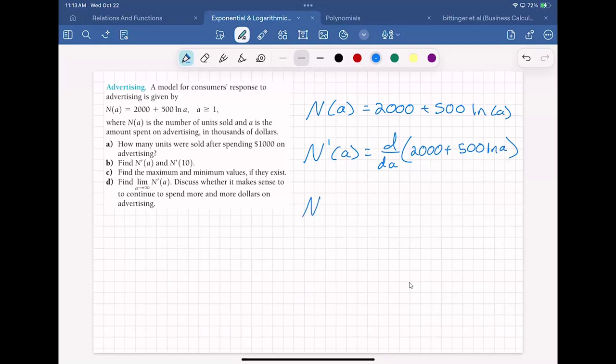Now, with that said, what's the derivative of a constant value like 2,000? All right. Well, I'll go with that. What do we do with the natural log? That 500 times the natural log of a. 500 over a, and if you need to, write it separately, of course, right? But know that at some point, we're just going to write it as 500 over a.